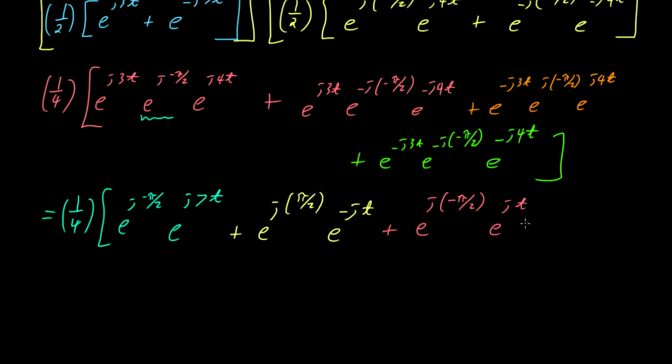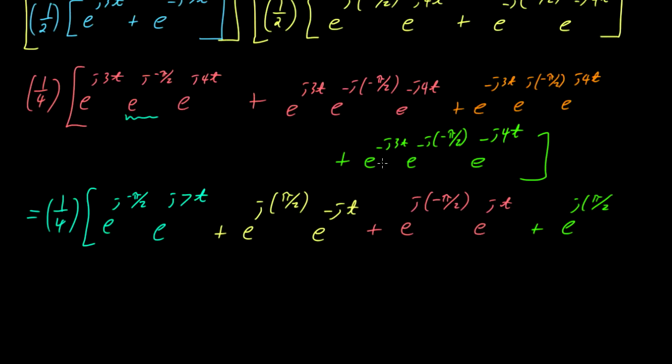And then the last part, I've got my phase, plus e to the minus j, what is this? I'm going to let the minus signs cancel out. So I've got e to the j pi over 2, e to the j pi over 2 times e to the minus j7t. And that's pretty much it.